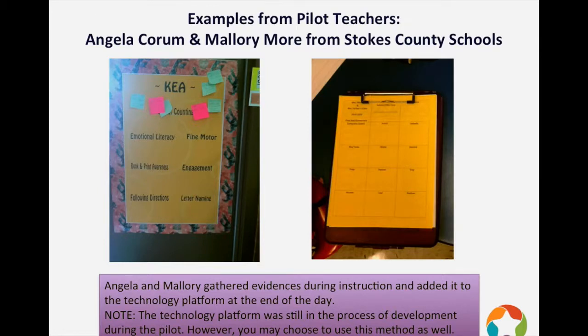Now, during the pilot, the technology platform was still in the process of development. You may choose to use this method as well, or you may find it easier to add it instantly to the platform.